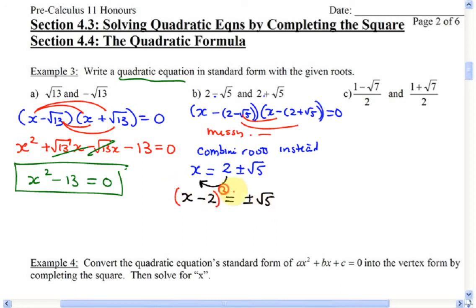Now, what happens when I square a plus or minus? It still turns into a plus, right? Positive times positive is positive. Negative times negative is also positive. So that plus or minus disappears. What's root 5 all squared? That's just 5. x minus 2 all squared. I guess I'm going to expand this out. x squared minus, I believe, 4x plus 4.